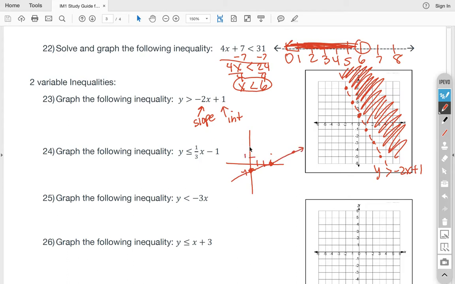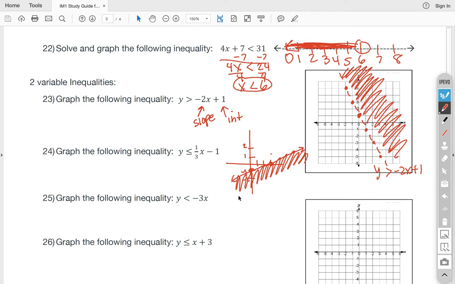So this is positive 1, positive 2. So it's a solid line. And it's less than or equal to, so the numbers are below. So like negative 2. All of these numbers that are below the line would be the answer. And it's equal to, so it's a solid line.